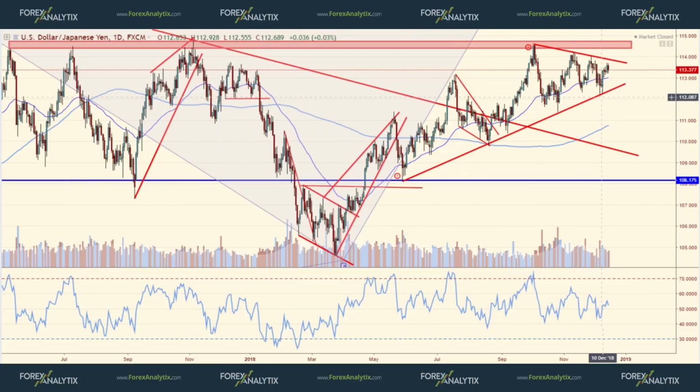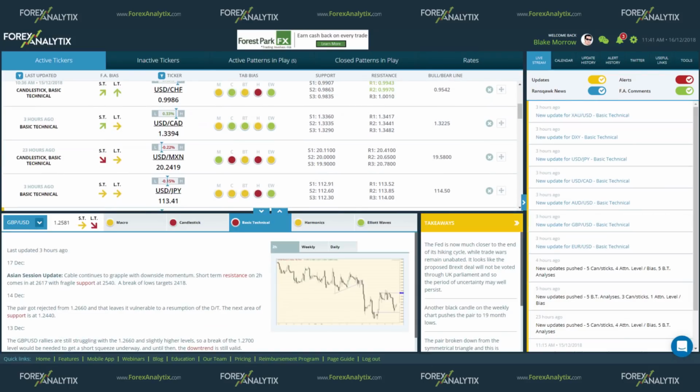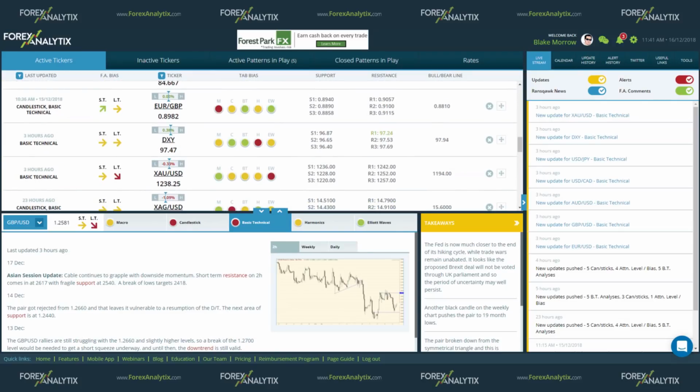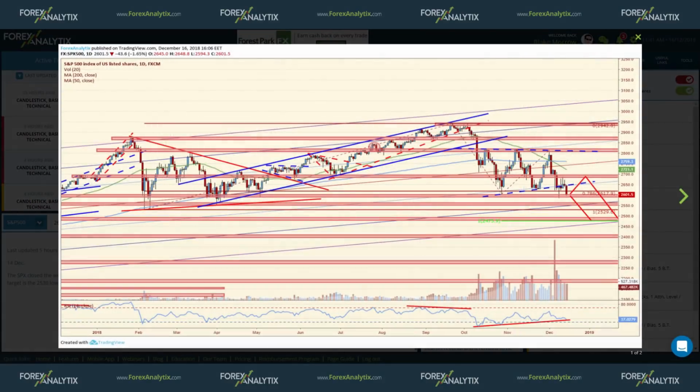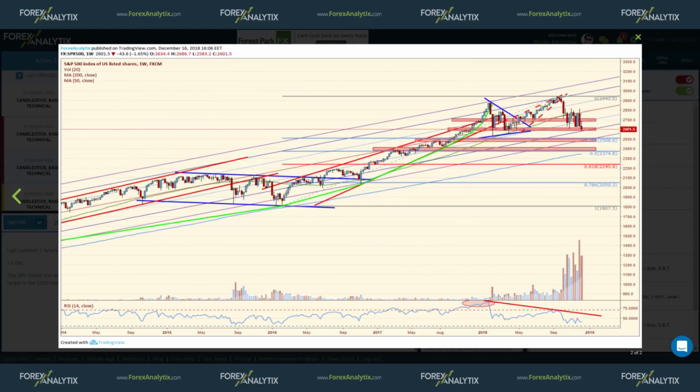Now, speaking of which, I'm going to use ForexAnalytix for this. Let's take a look at the stock market, and let's take a look at the S&P specifically. The S&P closed at 2,600. Now, 2,600 was a very key level of support for a lot of specific reasons. First of all, you can see the multiple lows around the 2,600 level. The fact that we closed down here at the lows, and you can see the support zone. This is a weekly chart, but you can see the support zone coming through here.